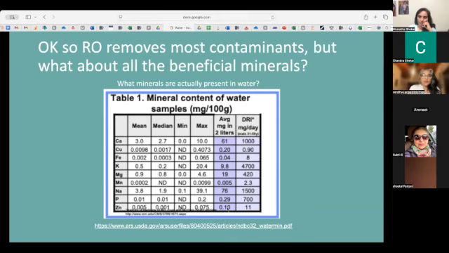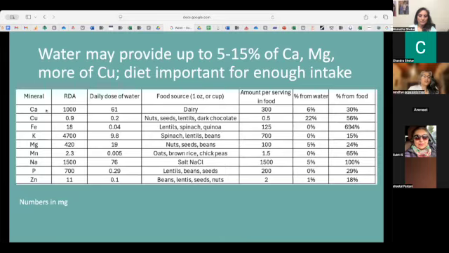Even if you used another 2 liters of water, other than what you're drinking, for cooking and whatnot, what does it look like? If you look at all these minerals, and this is the daily dose of water from the previous slide, but look at what you can do with food. So I just picked some food sources.